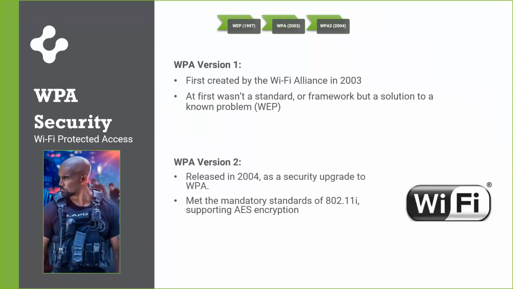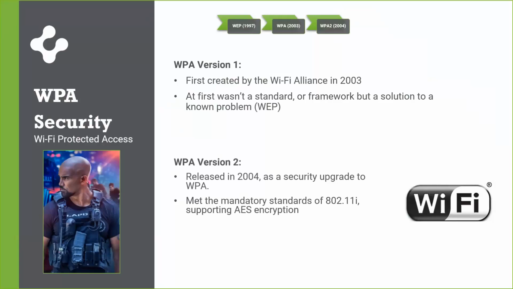Now, when 802.11i was released by IEEE, it required that the encryption method needed to be AES. WPA version 1, which again wasn't a standard, wasn't a framework, used TKIP. So it didn't meet all the mandatory standards put in place by IEEE. WPA version 2 did because it did support AES and still supports TKIP.